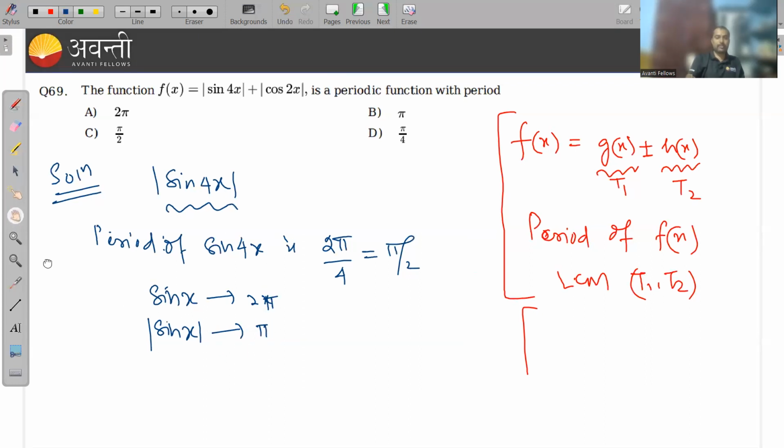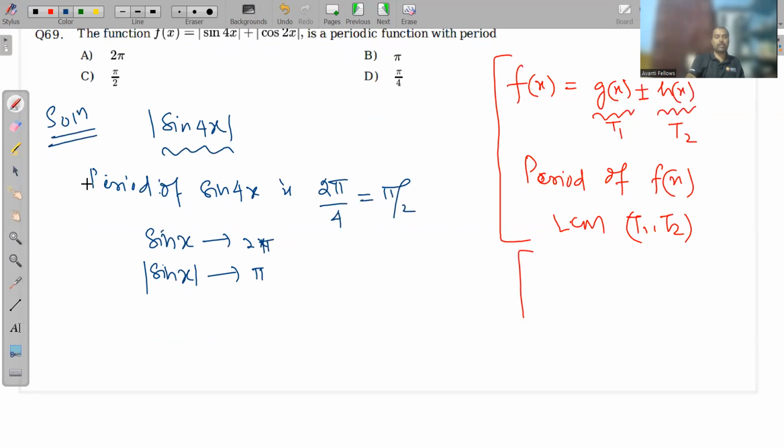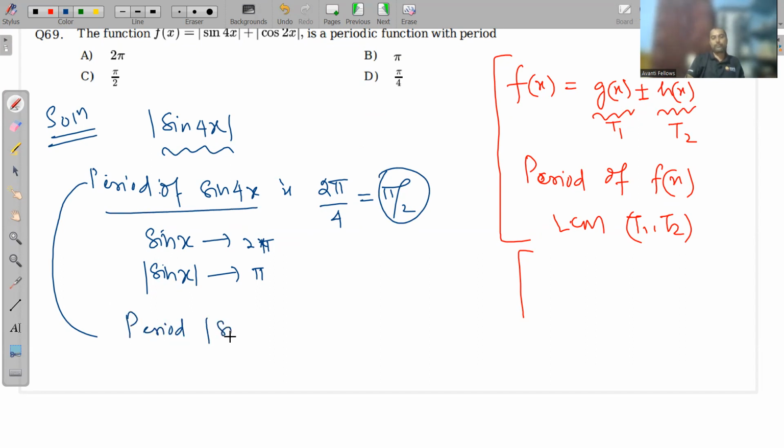Okay, so similarly if you use the concept here also, if the period of sin of 4x is pi by 2, then the period of mod of sine of 4x is pi by 2 by 2, that is pi by 4. Is that clear to everyone? Pi by 4. So the period of mod of sine of 4x is pi by 4.